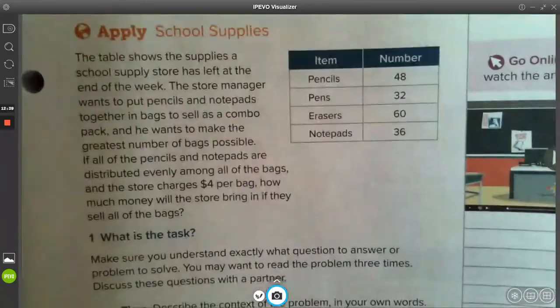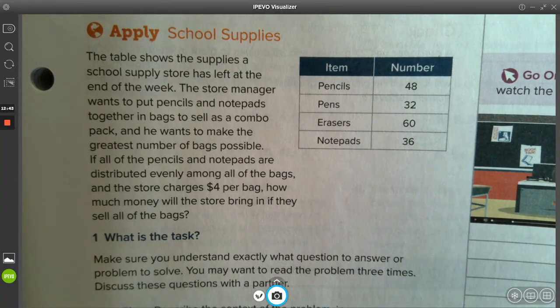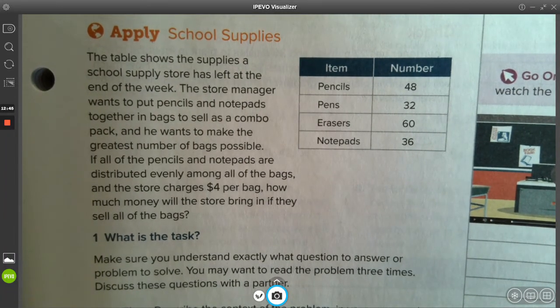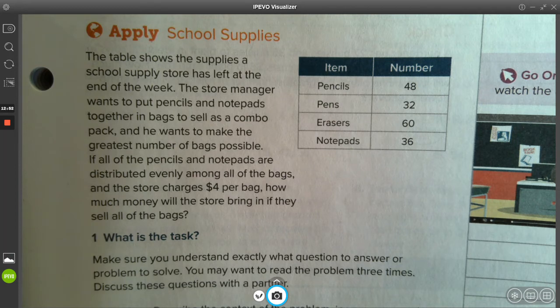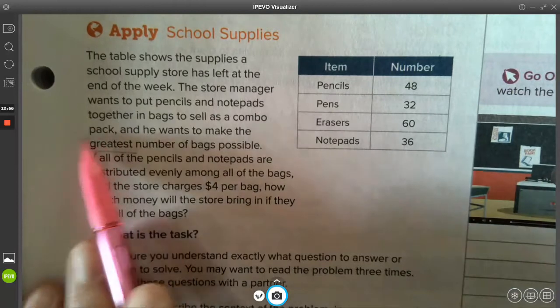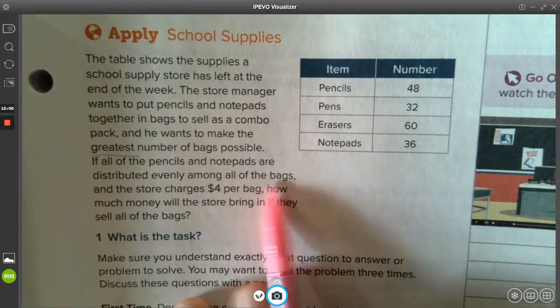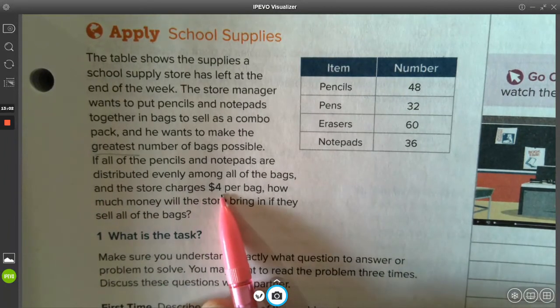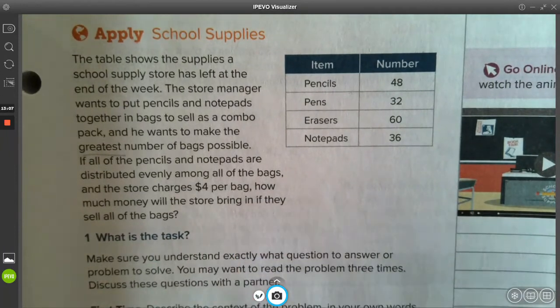All right, last thing we're going to look at here is our apply question. So the table shows the supplies a school supply store has left at the end of the week. The store manager wants to put pencils and notepads together in bags to sell as a combo pack. And he wants to make the greatest number of bags possible. If all the pencils and notepads are distributed evenly among all of the bags, and the store charges $4 per bag, how much money will the store bring in if they sell all the bags?